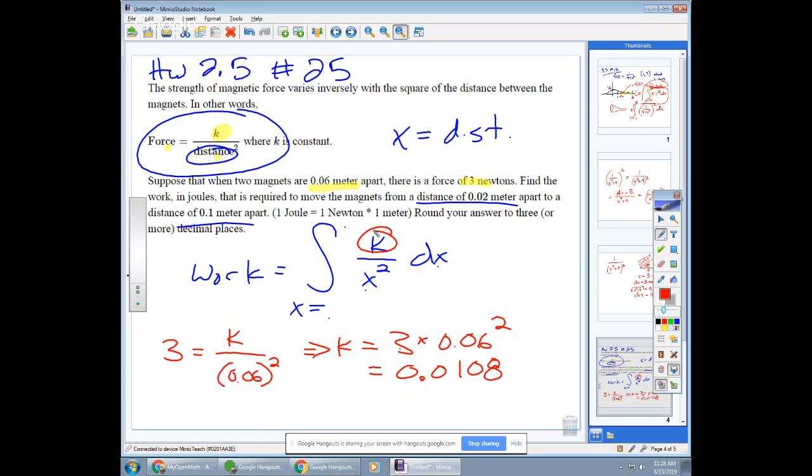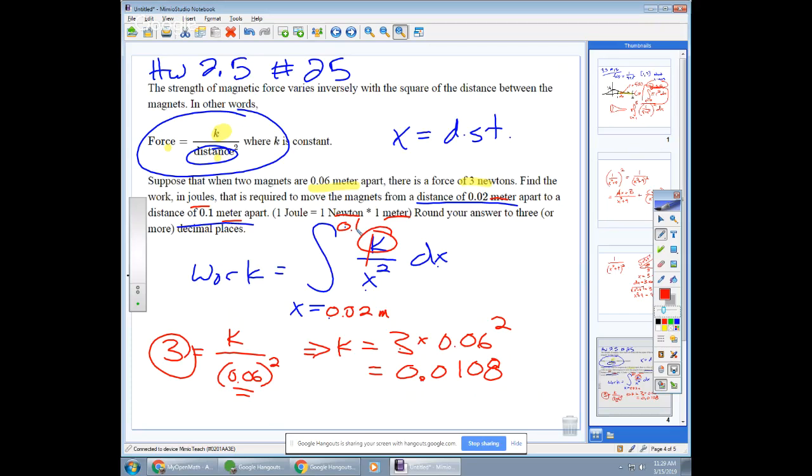Next, find the work in joules. A joule is a newton meter. So we're working with newtons, and we're working with meters there. And the distance we have to move is also in meters. So I think we're looking good. The distance required to move the magnets from 0.02 apart to 0.1, right? So this is going to be 0.02 meters, which is good for my final answer, and this would be 0.1, which is good for my final answer.